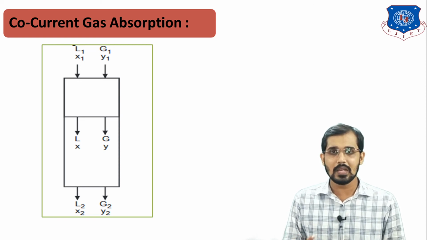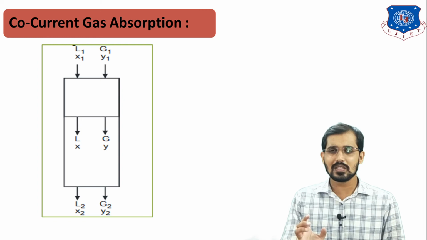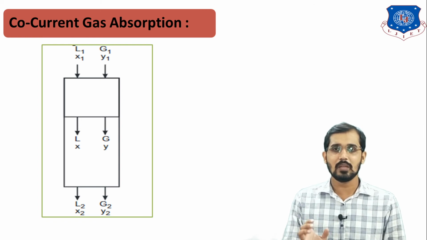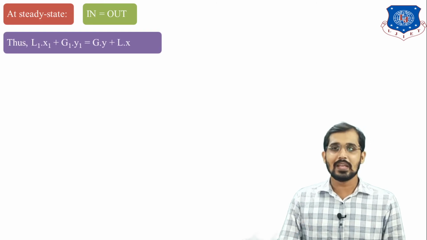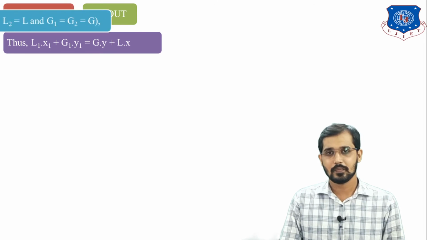Inlet is nothing but L1x1 and G1y1. So just add up those streams, that is nothing but L1x1 plus G1y1. Outlet is nothing but Lx and Gy. So just add here Lx plus Gy. You will get like this. You can see on the screen now. L1x1 plus G1y1 is equal to Gy plus Lx.